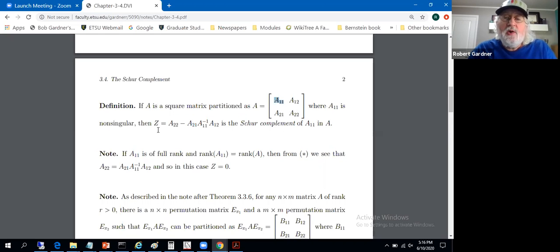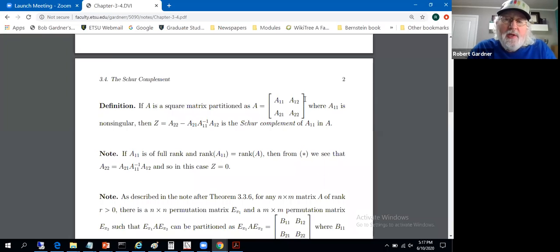Then we're going to define the quantity Z to be this part, A22 minus A21 A11 inverse A12. This is called the Schur complement of A11 in this matrix. And what we're doing is taking A22, the lower right entry, and subtracting from it this times the inverse of this times this: A21, A11 inverse, A12.